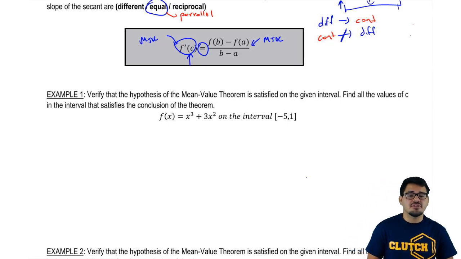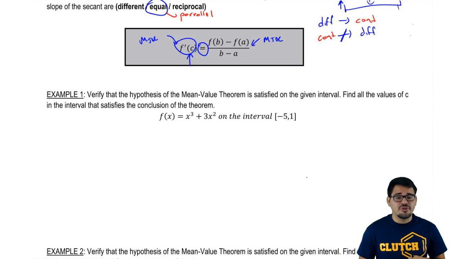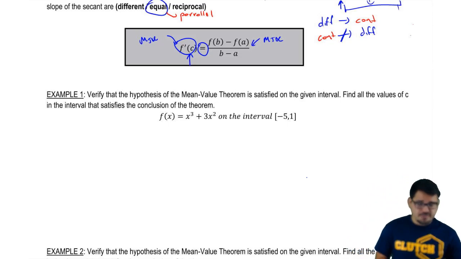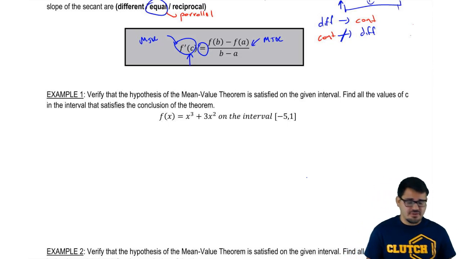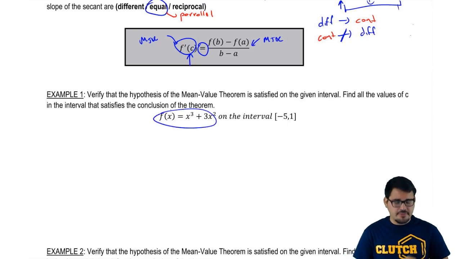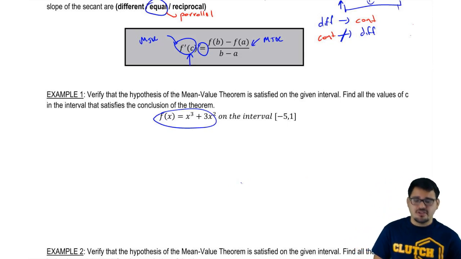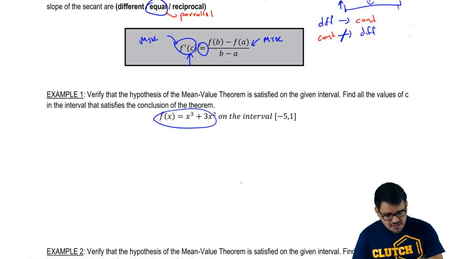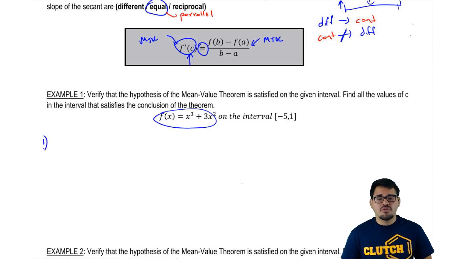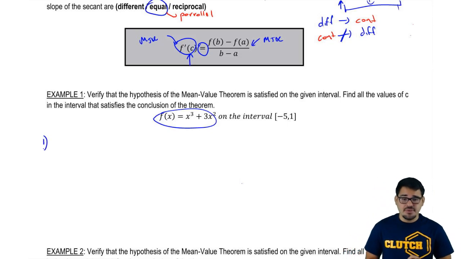1, f has to be continuous on the closed interval. 2, f has to be differentiable on our open interval, right? So let's go ahead and do that first before we even keep reading the rest of the problem. So we have our function here, which is f of x equal to x cubed plus 3x squared. Cool. Let's see if it meets the first condition, in which the function is continuous.